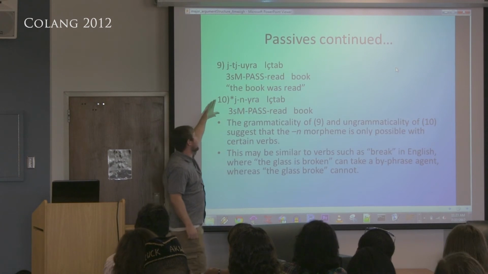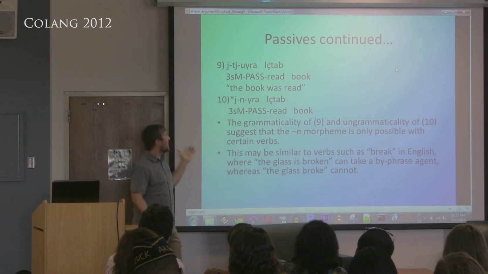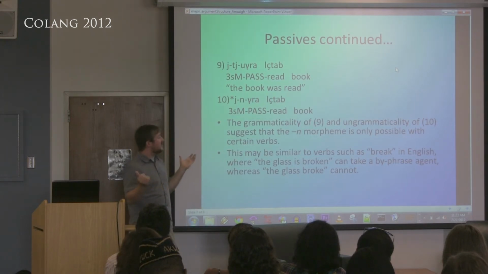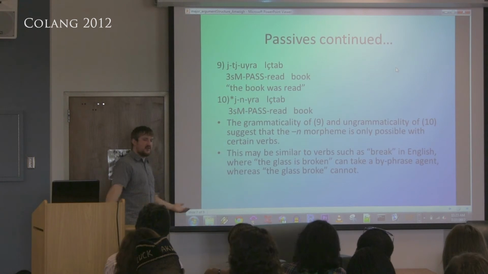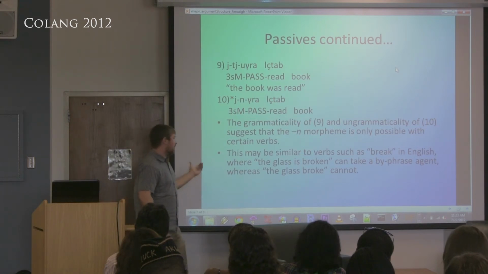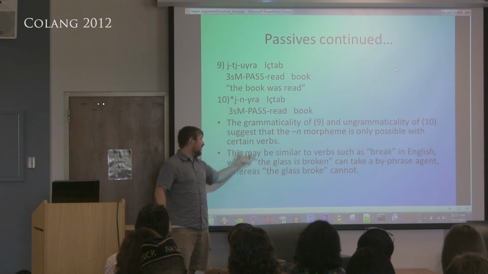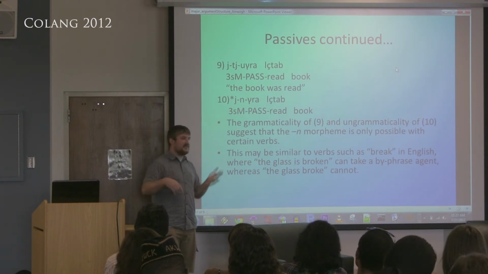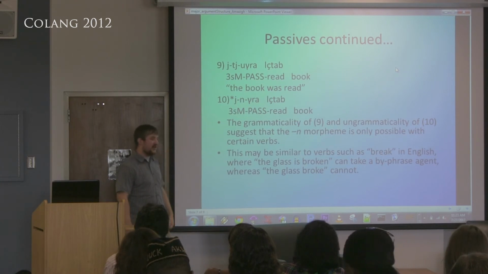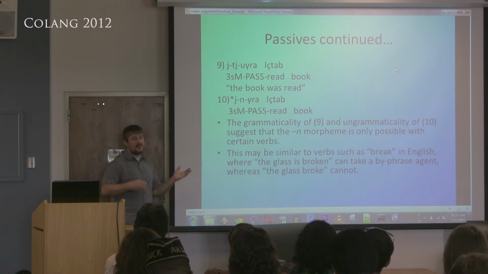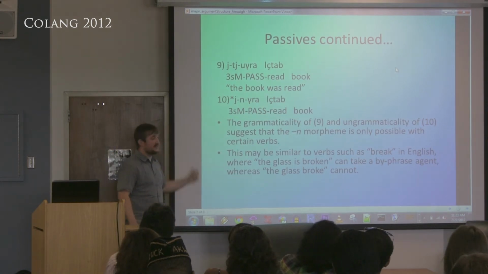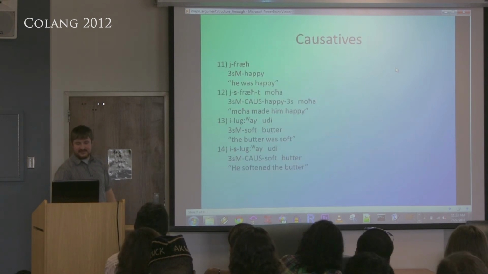first of all, with a verb like read, you actually cannot get this passive marker. So this will take some more investigation to completely understand what's going on, but it's like a verb like break in English, where you can say the glass was broken by John, or the glass broke, but you can't say the glass broke by John. So I'm thinking that this might be the kind of semantic difference or dependency that varies between these two morphemes.